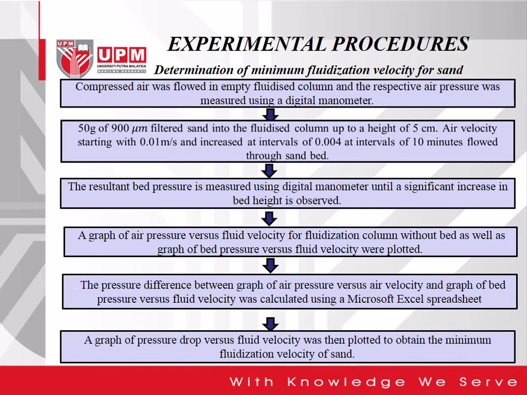Once we have done that, we plot a graph of air pressure versus fluid velocity for the fluidization column without the bed, as well as a graph of bed pressure versus fluid velocity for the sand bed. We take these two graphs and find the pressure difference between them using a Microsoft Excel spreadsheet. Finally, a graph of pressure drop, which is the result of the pressure difference, versus fluid velocity is plotted to obtain the minimum fluidization velocity of sand.